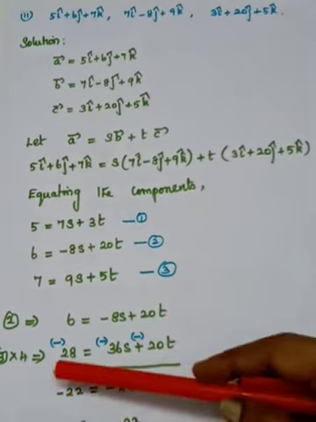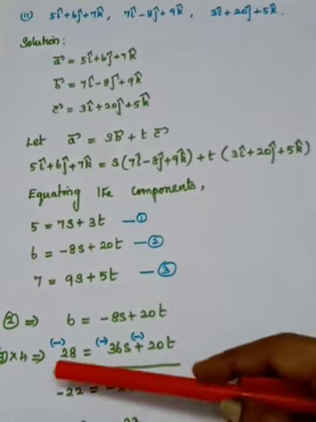Which are the equations we have considered? Second and the third equation. So using any one, either second or third, you have to substitute the value of s. So here I have taken the third equation: 7 is equal to 9s plus 5t. So in the place of s, you have to substitute 1 by 2.